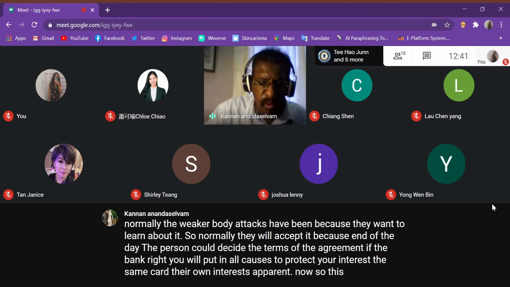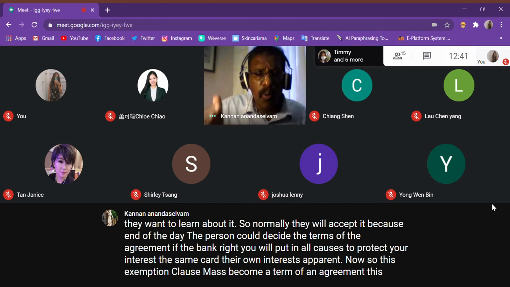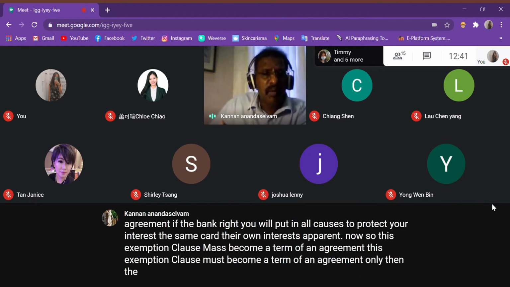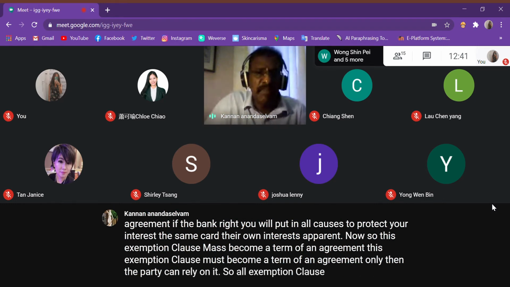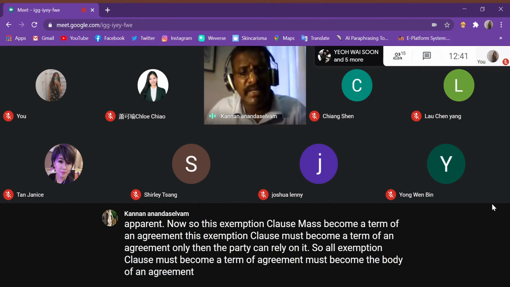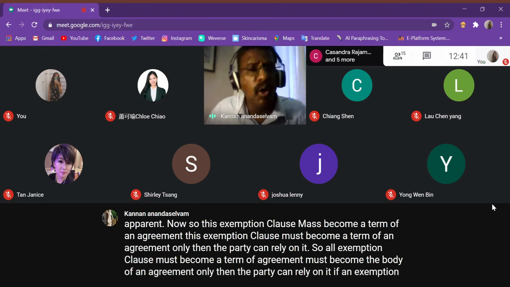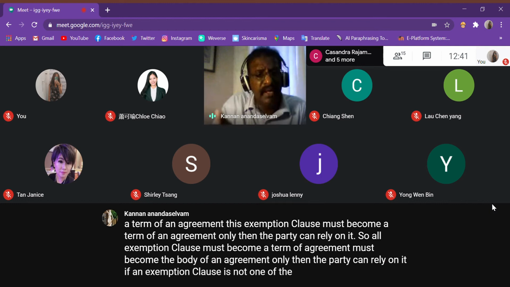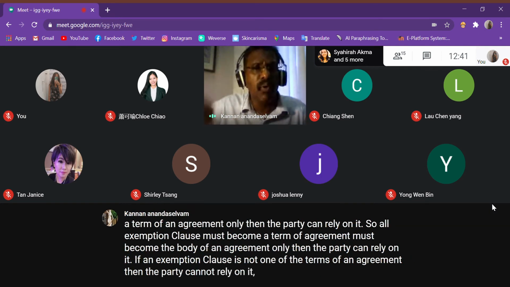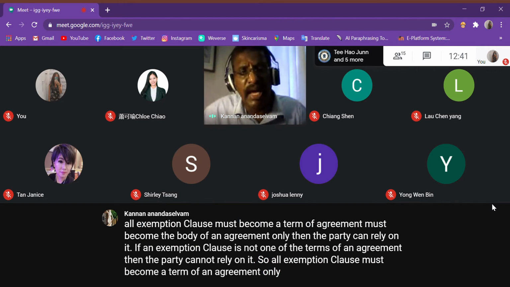Okay. Now, this exemption clause must become a term of an agreement. Only then the party can rely on it. So all exemption clauses must become a term of the agreement, must become part of the body of an agreement. If an exemption clause is not one of the terms of an agreement, then the party cannot rely on it.